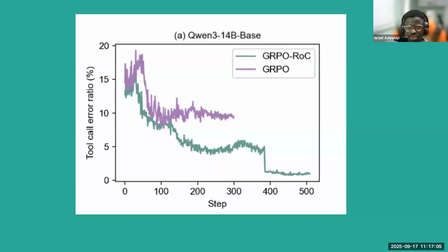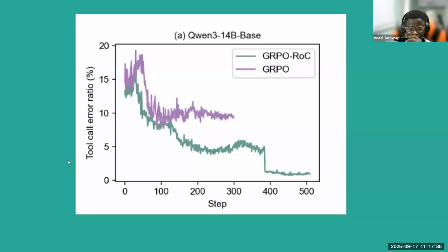I was going to talk about this next. This graph is showing the proportion of tool calls after the GRPO-RoC algorithm and the out-of-the-box GRPO. You can observe that the percentage of tool calls per trajectory was actually less with the RoC method compared to the out-of-the-box GRPO.